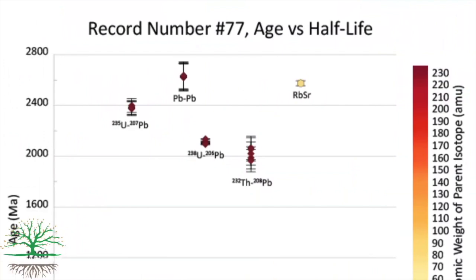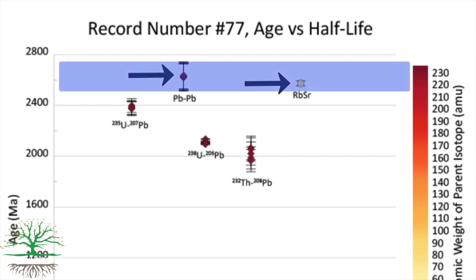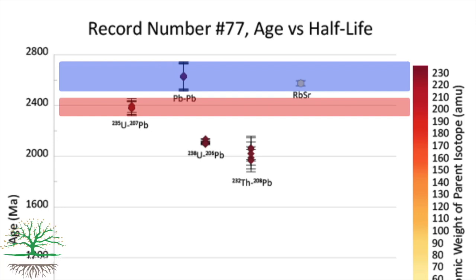Notice here that the different system pairs are highly discordant. So at the top, we can see that the lead-to-lead system is concordant with the rubidium-strontium system, mutually recording ages at about 2,600,000,000 years. Now, but notice that the error bars for these two systems do not overlap with any of the other 3 systems. Next is the uranium-235 lead-207 system that is isolated, having a recorded age of about 2,400,000,000 years.